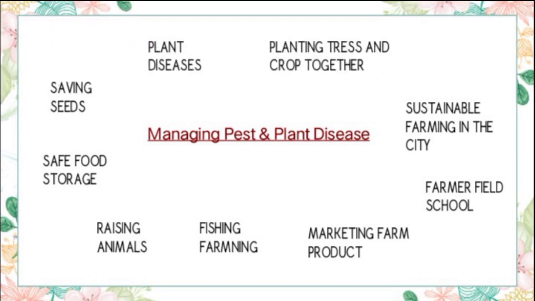Here are examples of managing pests and plant disease. First, plant diseases, saving seeds, safe food storage, raising animals, fish farming, marketing farm products, farmer field school, sustainable farming in the city, and the last is planting trees and crops together.